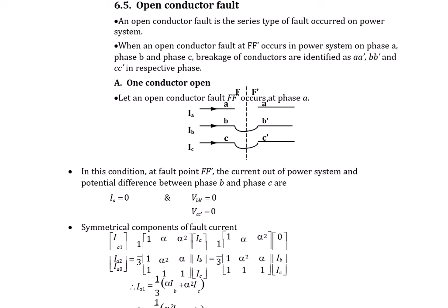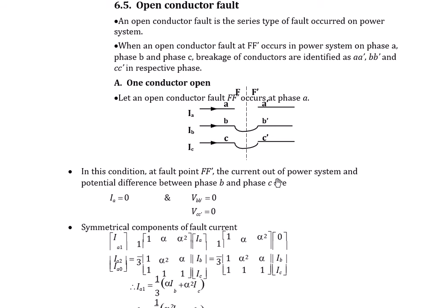When an open conductor fault at FF' occurs in a power system on phase A, phase B, and phase C, breakage of conductors is identified as AA', BB', and CC' in the respective phase. So, one conductor open. The first condition is that only one conductor is open and the other two are connected. In this particular condition, what will happen?